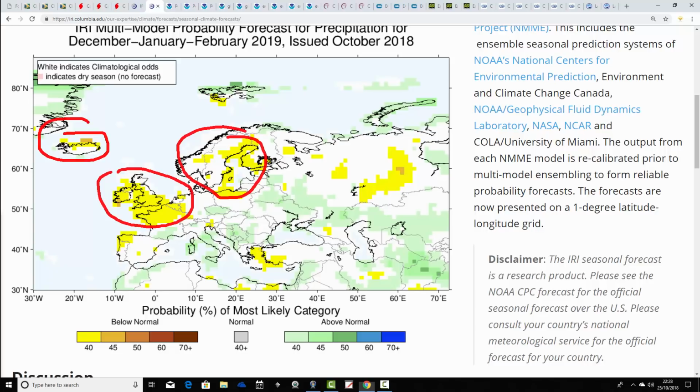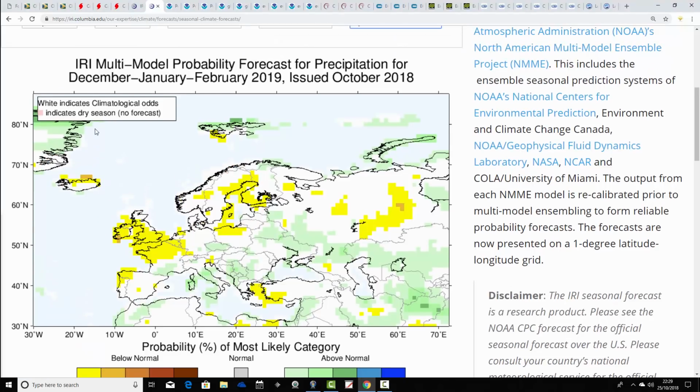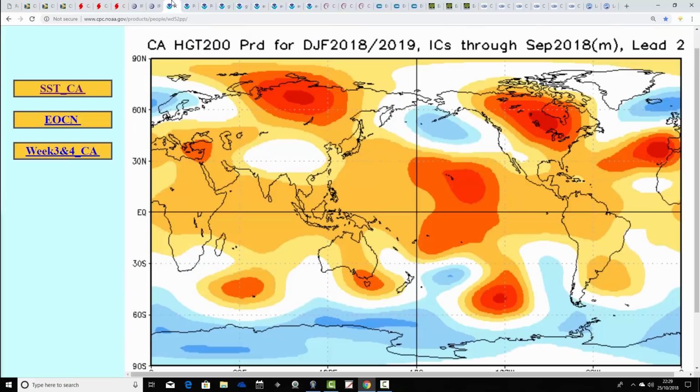So it does possibly hint of high pressure being quite dominant through the north and the west of Europe during this winter. So rather dry winter, quiet winter, again being signalled there in terms of the probability forecast from IRI. Over to Patel Peng next.